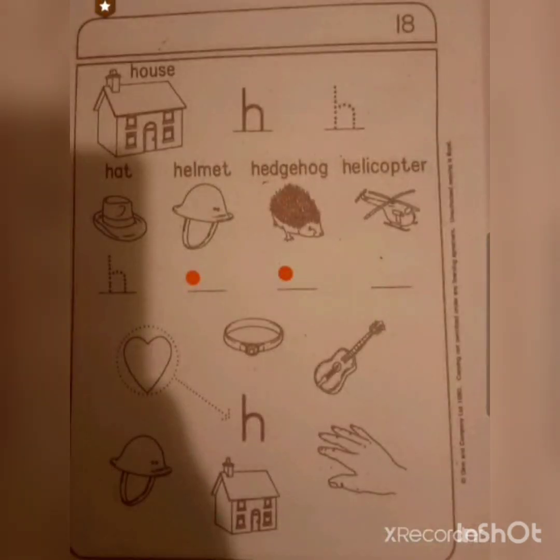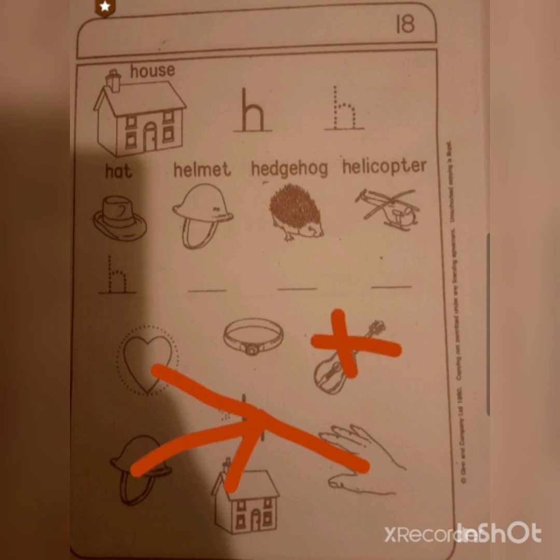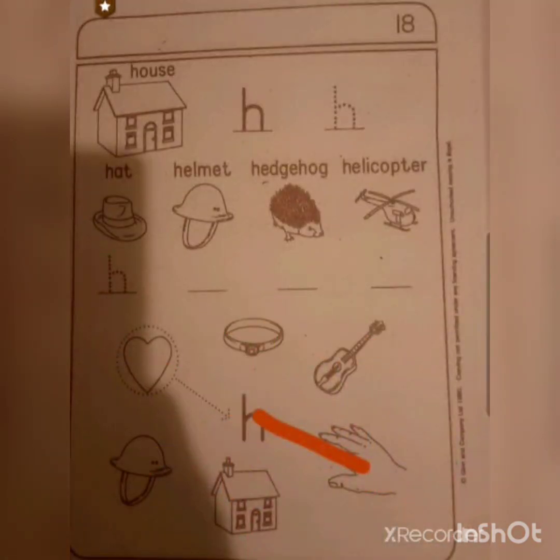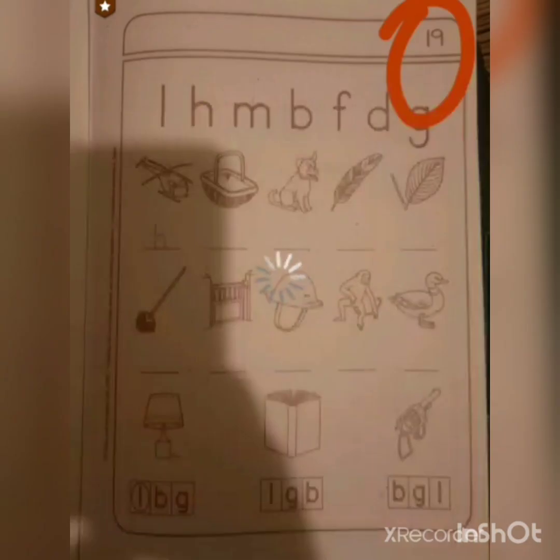Now again the same thing: they have given you H in the center, plus they have given you 4 pictures. You have to color the picture which goes with the correct letter, and plus you have to give the arrow. You have to join the right picture with letter H, like hand, house, helmet, heart. The guitar and the ring are totally different. Now let's jump to page number 19. Now this is page number 19.